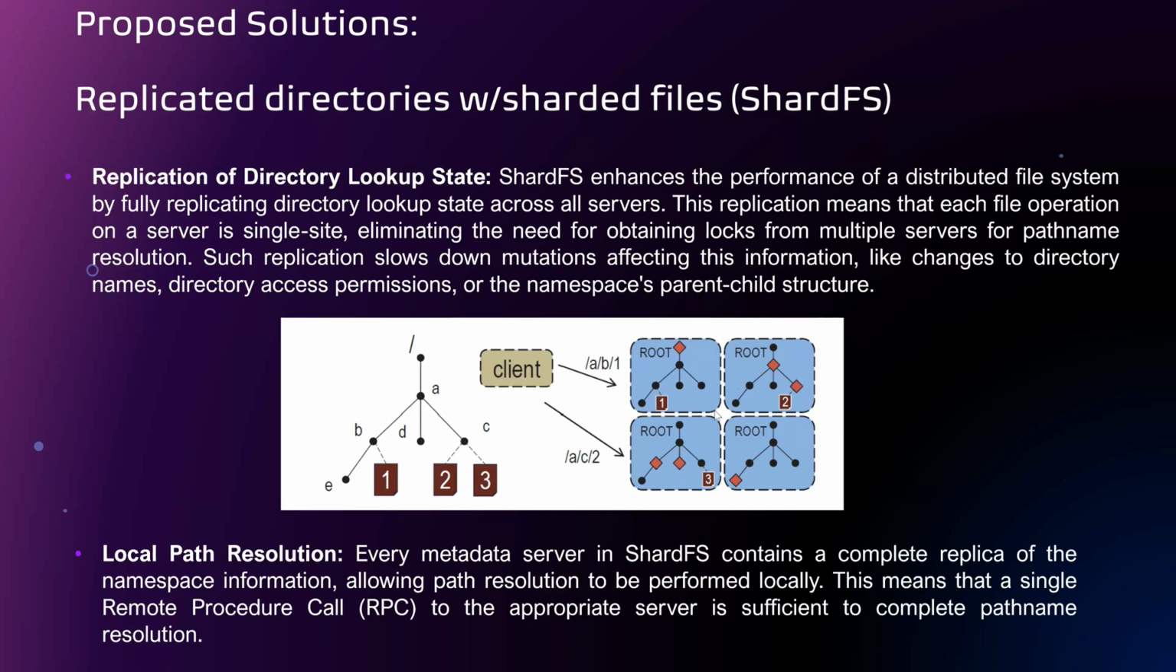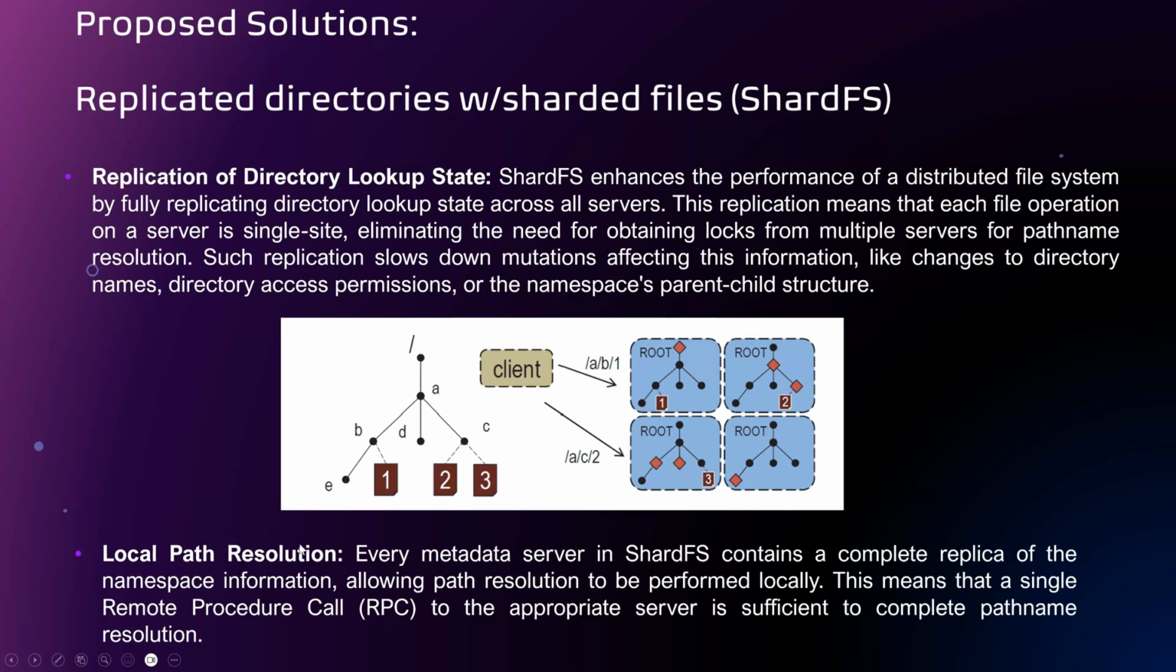This is achieved with the help of a hash key value. They use this hash to get a particular directory attached to that server. This is very useful. If you make any directory changes, the changes reside locally on that server and get replicated to all the other servers. Such replication slows down mutations affecting this information, like changes to directory names, directory access permissions, or the namespace parent-child structure.